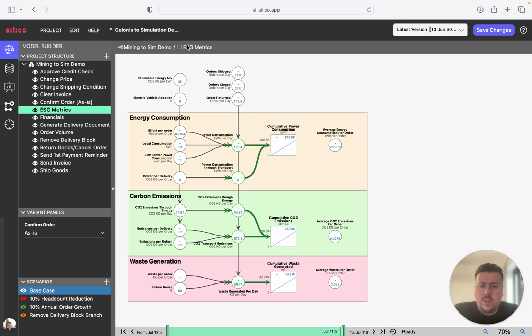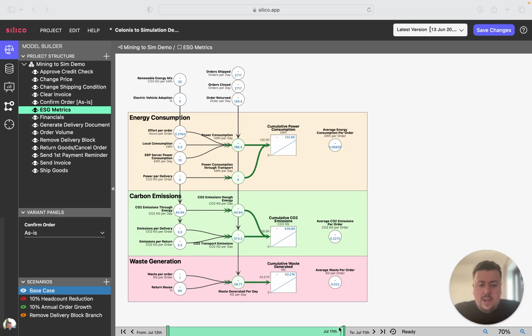So just taking a look through some of the ESG metrics, we've got energy consumption, carbon emissions, and waste generation. And we can set variables for waste generated per order or return rates that might come through the process, and equally carbon emitted per delivery and any emissions that might be contributed due to an item being returned. And then also energy consumption, so as users within that organisation use systems or other operational equipment, we can account for that energy consumption and forward simulate that to see what sort of impacts it's going to have in the long term.